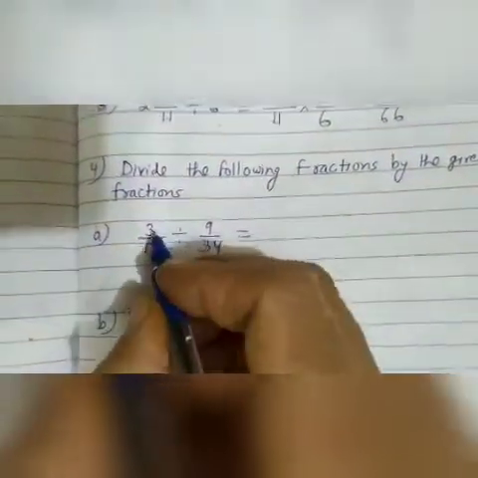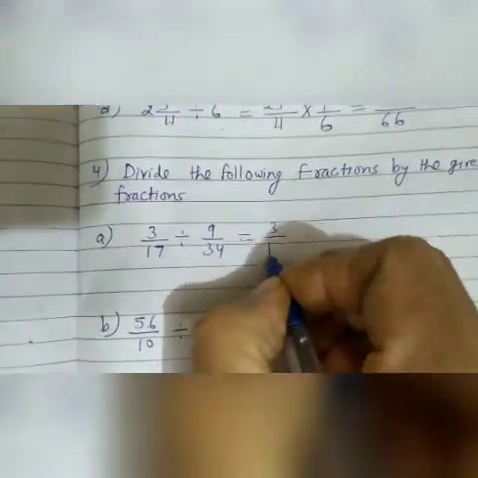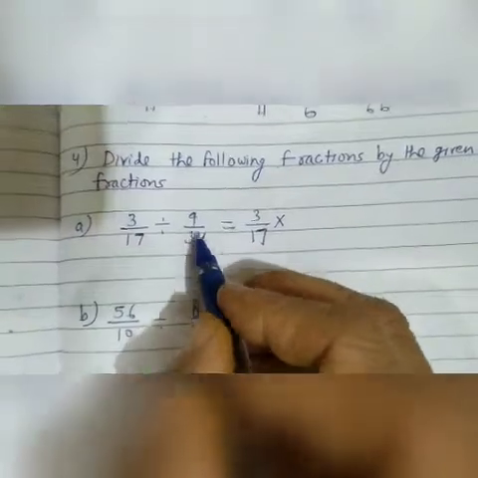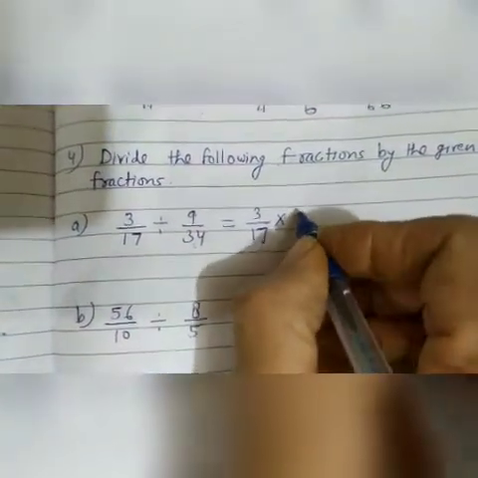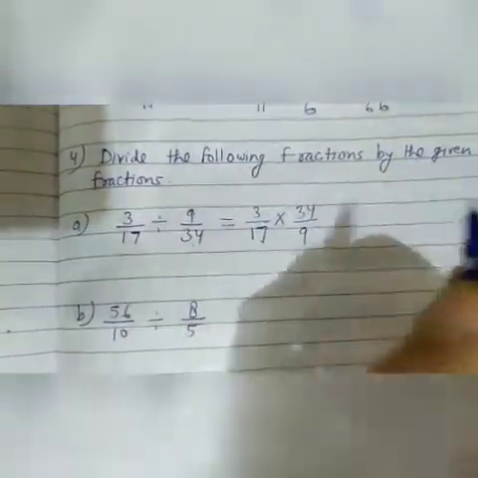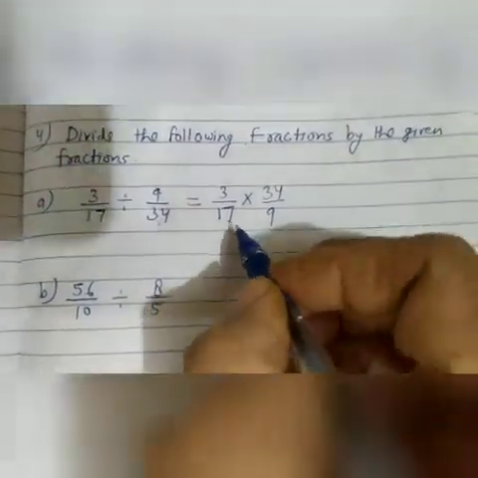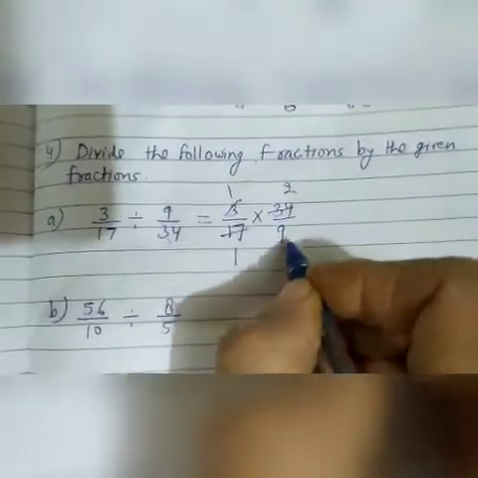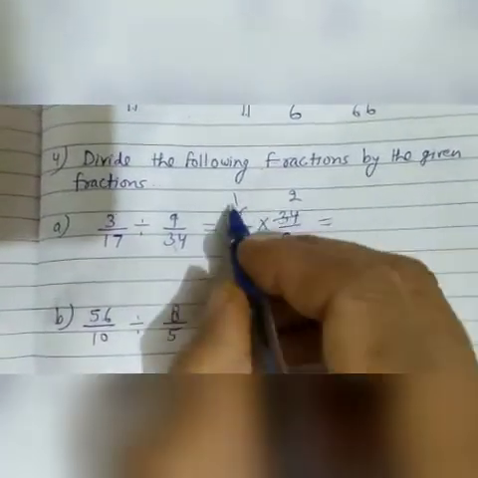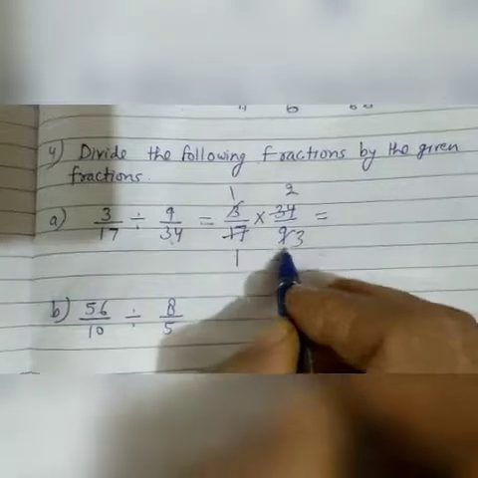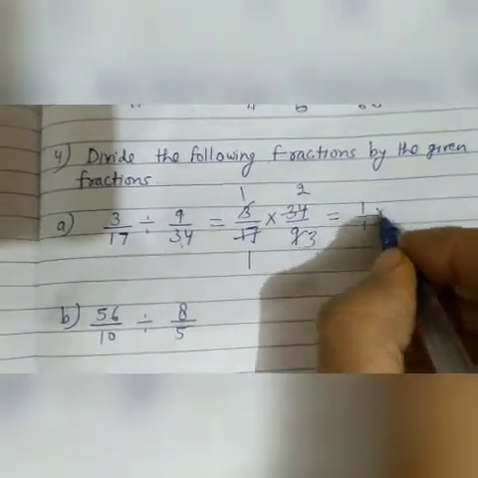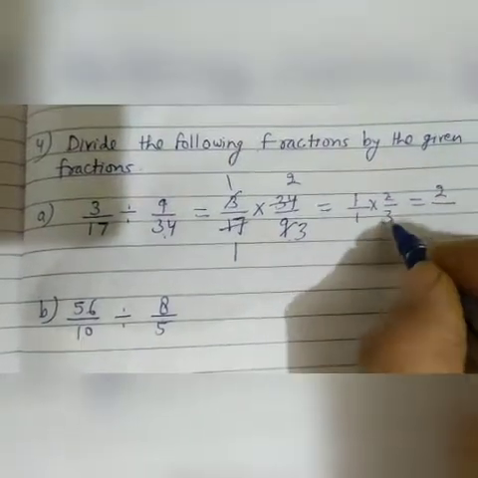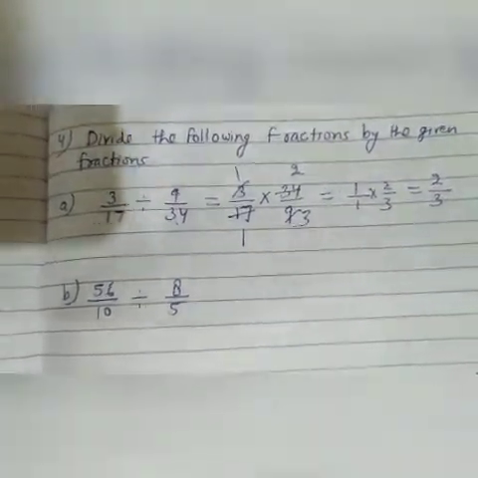So this 3 upon 17 will be written as it is. Now change this divide into multiply. Write the reciprocal of the second fraction. It will be 34 upon 9. Here both the numbers can be simplified. 17 ones are 17, 17 twos are 34, 3 ones are 3, 3 threes are 9. So it will be 1 into 2 upon 1 into 3. So 2 ones are 2, upon 3 ones are 3.